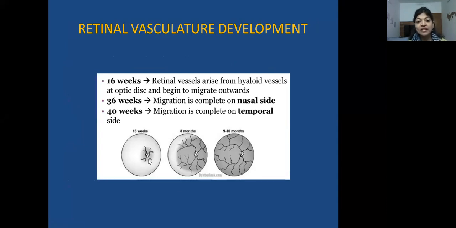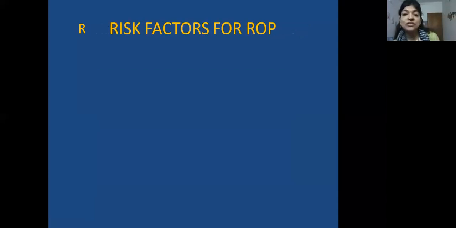So typically, this is the optic nerve and you have hyaloid vessels. They start growing from the optic disc and migrate outside to supply blood vessels to the growing retina. So at 32 to 36 weeks of gestation is when on the nasal side the blood vessels reach the periphery. However, on the temporal side, the blood vessels reach only at term. So if you have a baby who's born premature, you would have a part of the retina which is not supplied by blood vessels and is avascular. So what happens to an avascular retina?